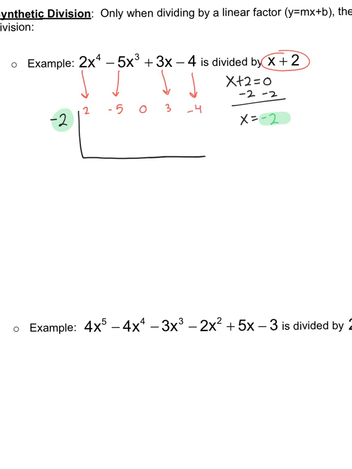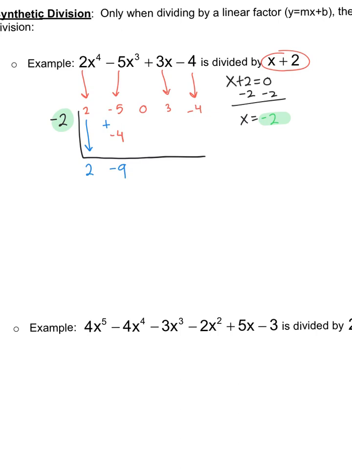Okay. So the process for this, the first number always gets brought down, and then you're going to multiply the number on the bottom with the number on the side. So you're going to multiply the -2 that I highlighted in green with the blue 2 that's on the bottom. So -2 times 2 is -4. That goes underneath of your next slot, and then you add those two things together. So -5 plus -4 is going to give us a -9, and then I repeat the process.